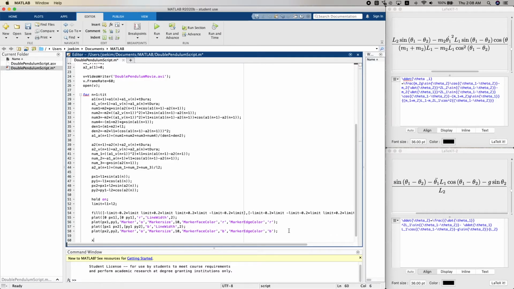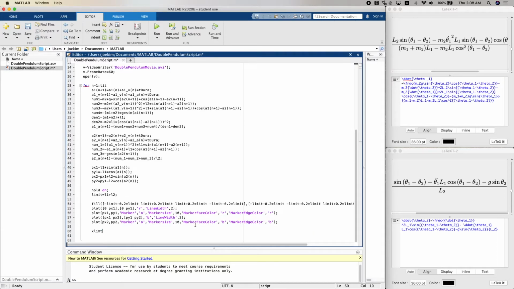Alright, now we set our limits. That's going to be again our limits: minus limit, minus 0.2 times limit, limit plus 0.2 times limit. And for the y limit, very similar: minus limit, minus 0.2 times limit, limit plus 0.2 times limit. Right, that looks good to me.